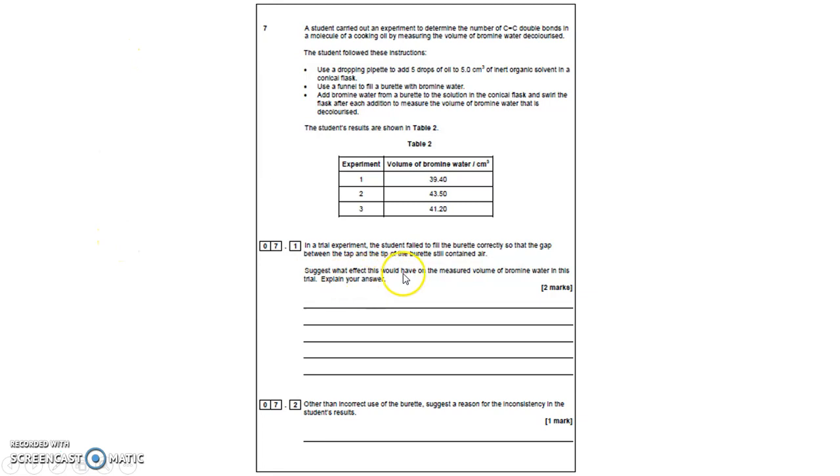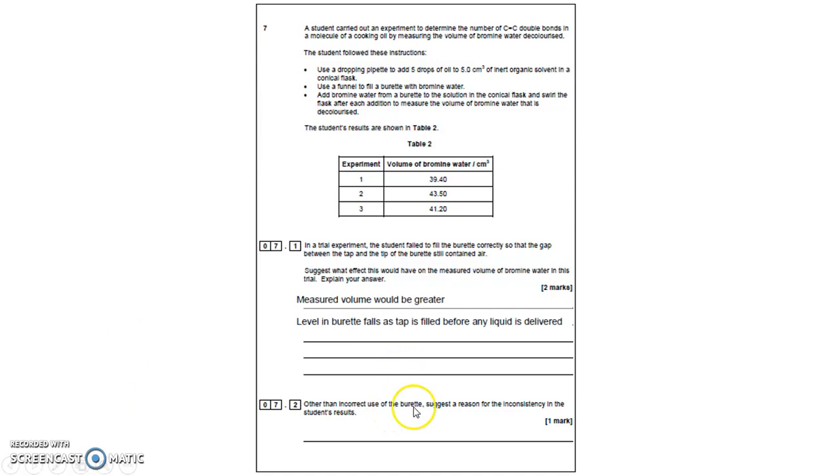So, suggest what effect it would have on the measurement. The measurement is 10, but we've only delivered 7. The measurement is higher than we'd expect. So the measured volume is greater than we'd expect, and the reason is because the bromine water has to fill the gap before any of it's delivered.